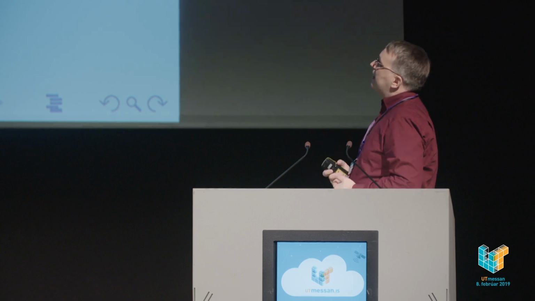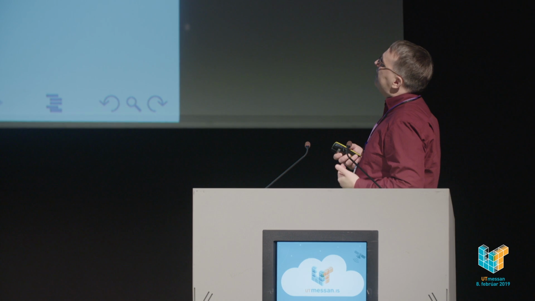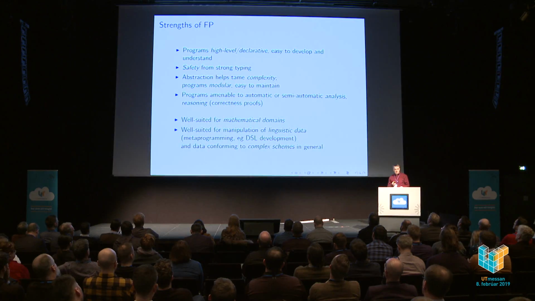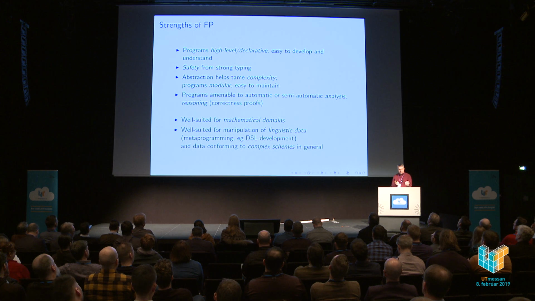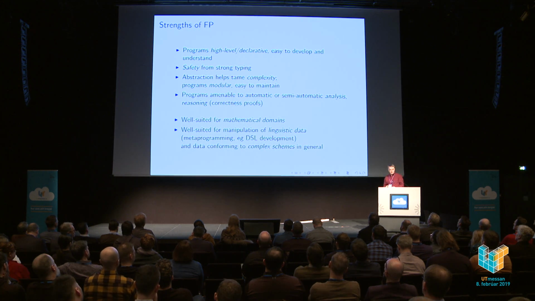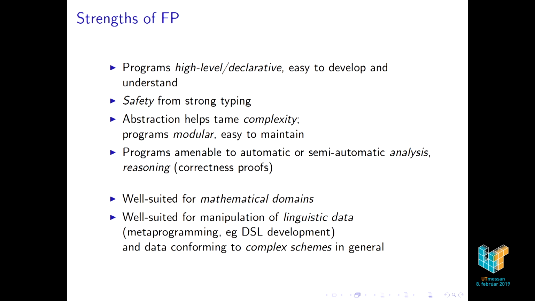So, some strengths of FP, summarized on one slide. This allows you to program in a high-level declarative style, which is meant to be easy to develop and understand. You can write very difficult programs very short. You've got safety from strong typing. This idea of abstraction, abstracting out anything that recurs, helps tame complexity. The idea of purity makes programs amenable to automatic and semi-automatic analysis and reasoning about programs. So you can have resource control, you can have time complexity control via static analysis applied to functional programs. It is especially well suited for mathematical domains.